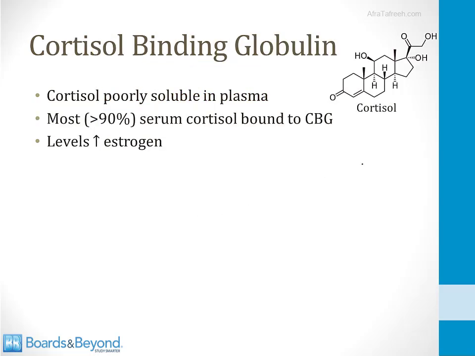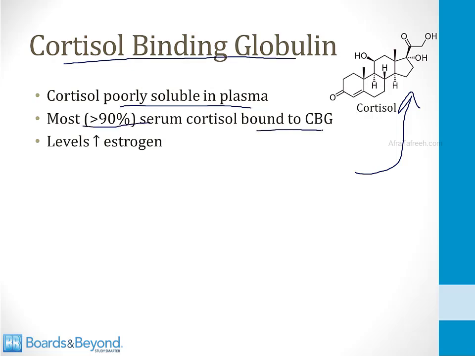A single blood test is often not that helpful because the level is going up and down throughout the day. Cortisol is made up mostly of carbons and hydrogens, as you can see from its structure shown on the screen here. This means it is poorly soluble in plasma, therefore it needs a carrier protein in order to help it move through the bloodstream. That carrier protein is called cortisol binding globulin, and most of your serum cortisol, more than 90%, is bound to CBG. And just like thyroid binding globulin, cortisol binding globulin increases when the levels of estrogen go up, such as in women who are pregnant or women who are taking contraceptive pills.